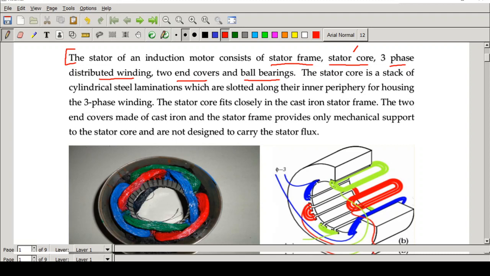Now, what is the purpose of using the core? It is a core in which we will be keeping the winding. This stator core is actually made of steel lamination. What is the purpose of using laminated sheets? It is for reducing the eddy current loss. There are two end covers, and these two end covers are made of cast iron. The purpose of using the stator frame is just to provide mechanical support, and it is not expected to carry the flux. The flux will be carried by the winding and it will be confined within the core.